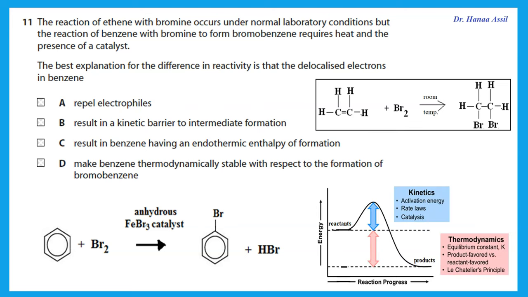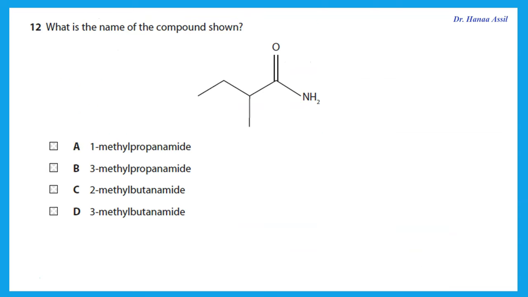Remember, we said that the delocalized electrons in the benzene cause the reactant to be stable. So there is a kinetic barrier to the intermediate formation. That means the reactants don't react easily. So this would be the correct choice.